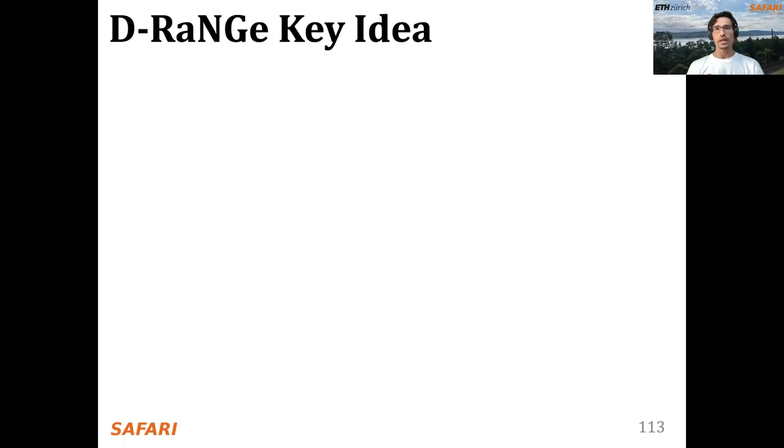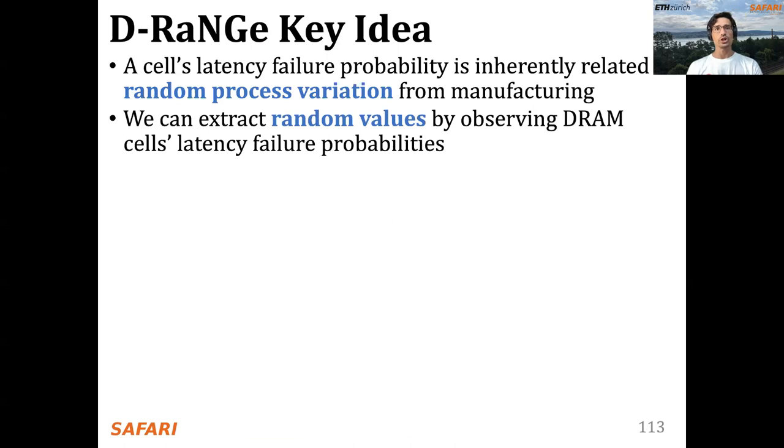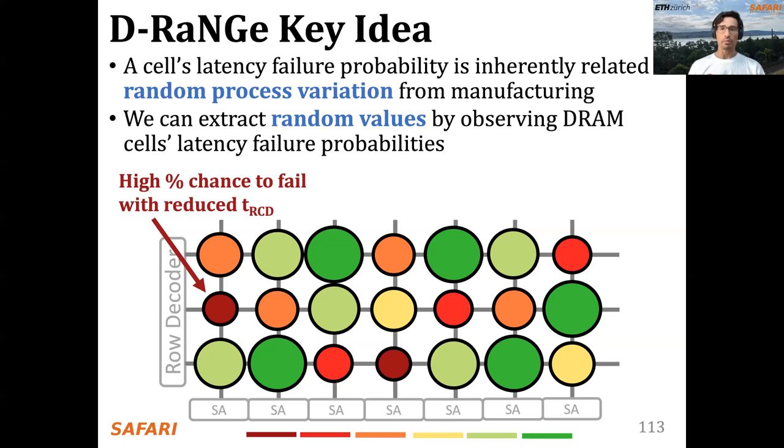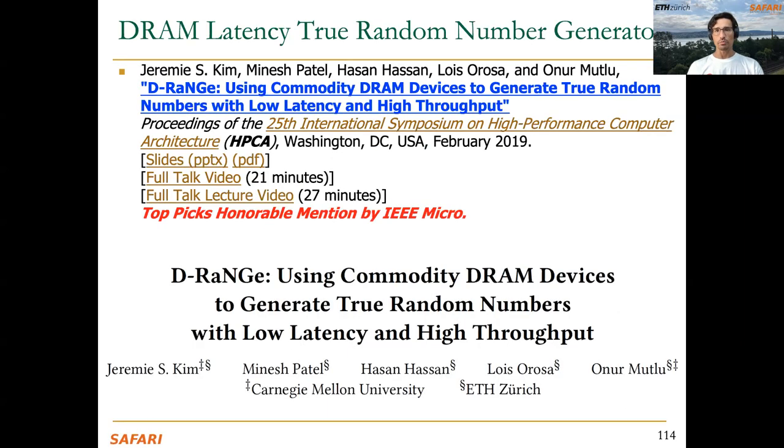Similar key idea for D-RaNGe, that is a random number generator. In this particular case, the work D-RaNGe is not focused on keys, it's focused on random values, but it is based on the same physical principles and random process variation from manufacturing. This is the D-RaNGe work.